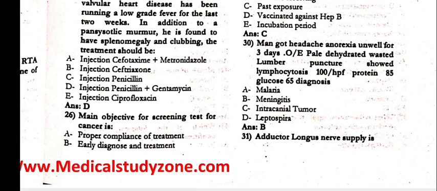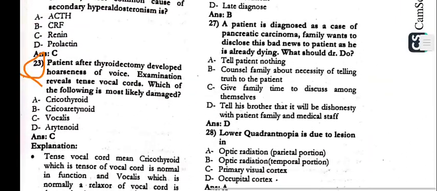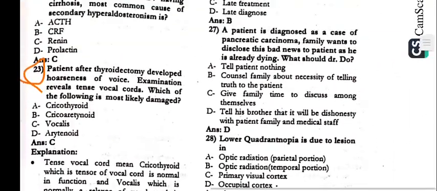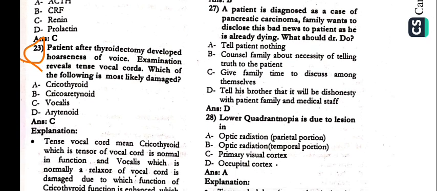26, the main objective of a screening test for cancer is basically early diagnosis. Next, 27, the patient is diagnosed as a case of pancreatic carcinoma. The family wants to disclose this bad news to the patient who is already dying. What should the doctor do?